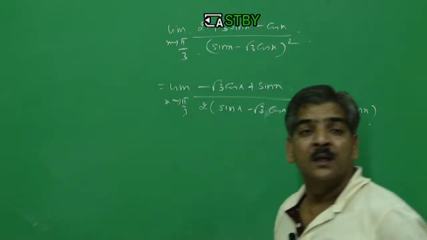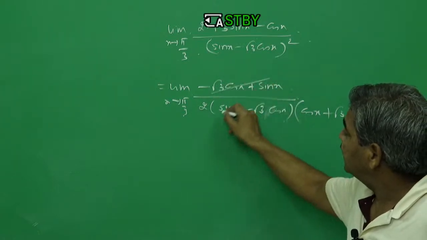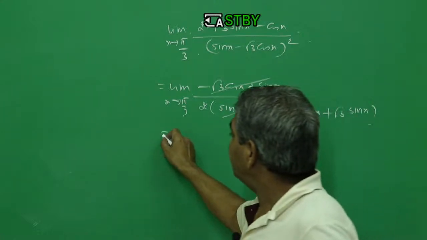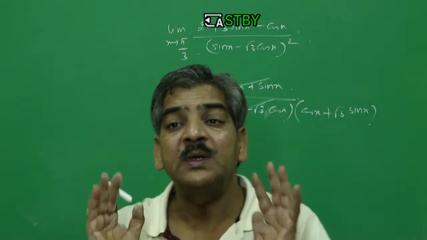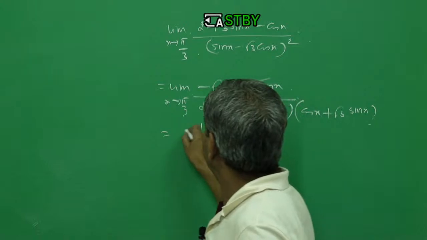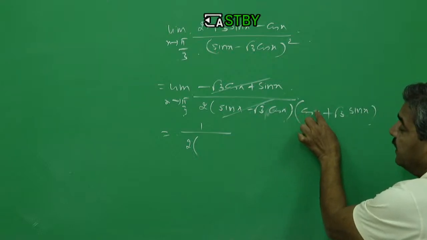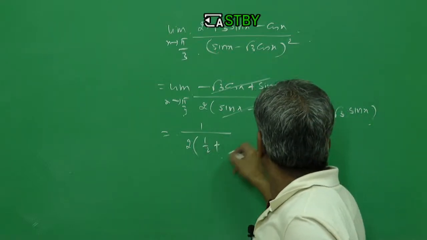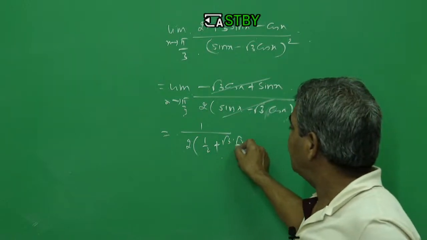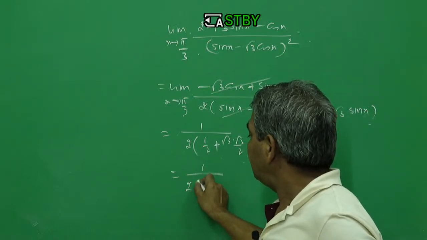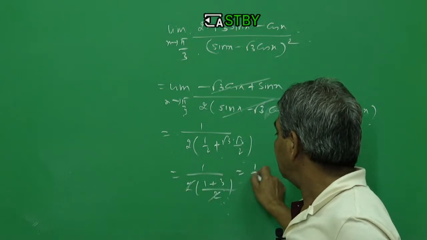It's correct. Now you can confirm sin of x minus root 3 cos of x both get cancelled. Okay, if I put x is equal to pi by 3, the denominator will not be 0. So substitute x is equal to pi by 3. If I substitute 1 upon 2 into cos of pi by 3, cos of pi by 3 is 1 by 2, plus root 3 into sin of pi by 3, root 3 by 2, that's 1 by 2 into LCM is 2, numerator is 1 plus 3 and 2 get cancelled, that is 1 by 4.